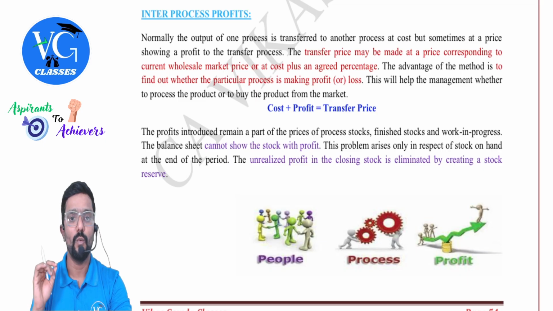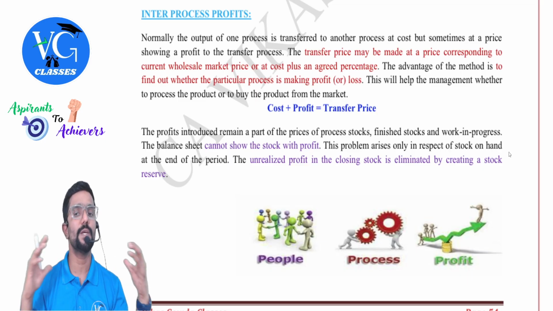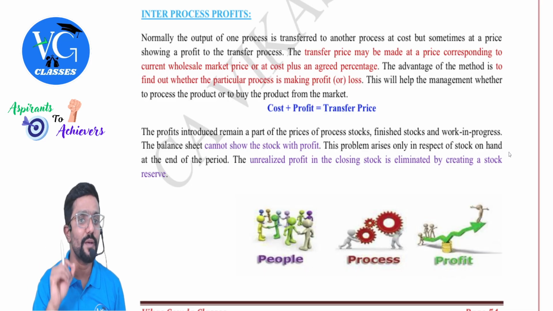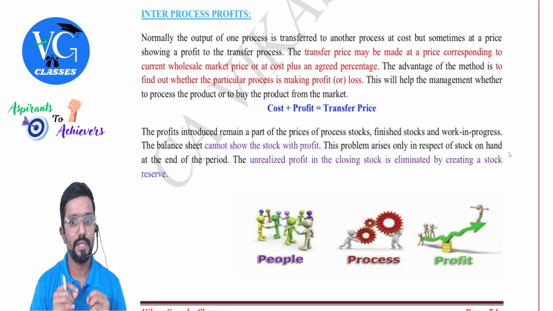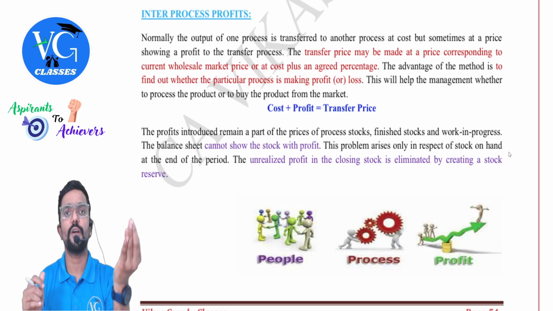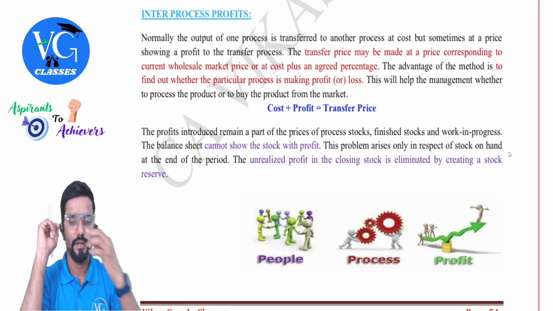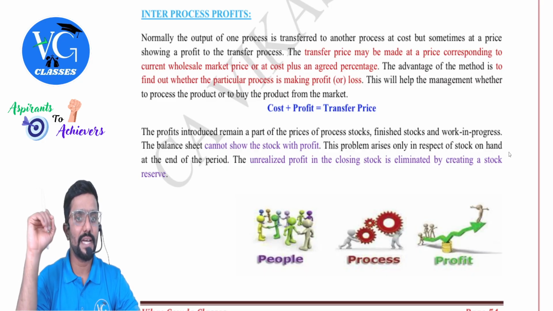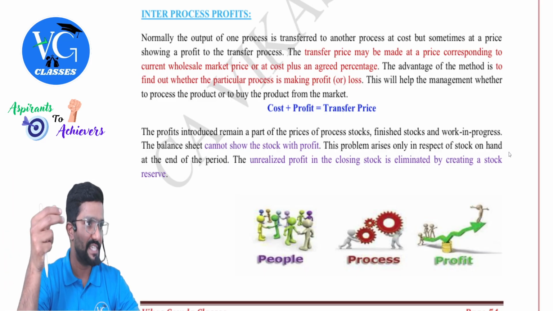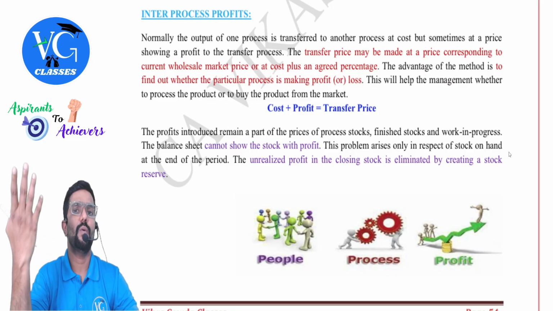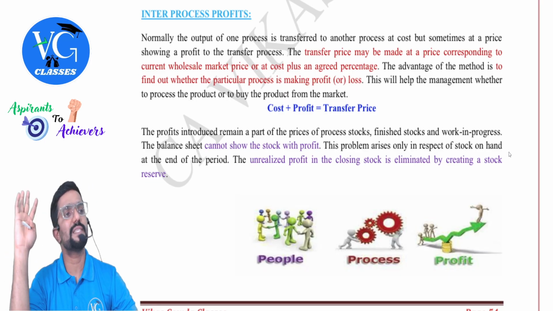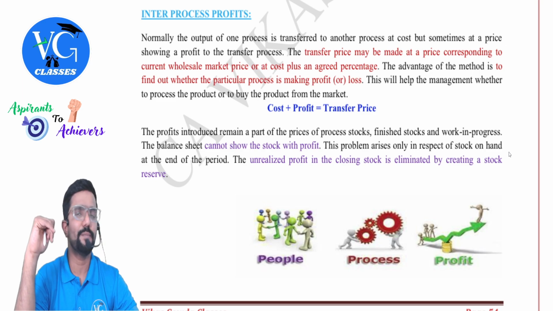Normally, the output of one process is transferred to another process at cost, but sometimes at a price showing a profit to the transfer process. The transfer process means the receiver. Okay, the transferer will add some profit and send it to the receiver. The transfer price may be made at a price corresponding to the current wholesale market price. That is, if I sell it in the market, what price can I get? We are not selling it, but if I sell, what will I be getting? Or at a cost plus some agreed percentage of profit. That is cost plus some certain percentage of profit.